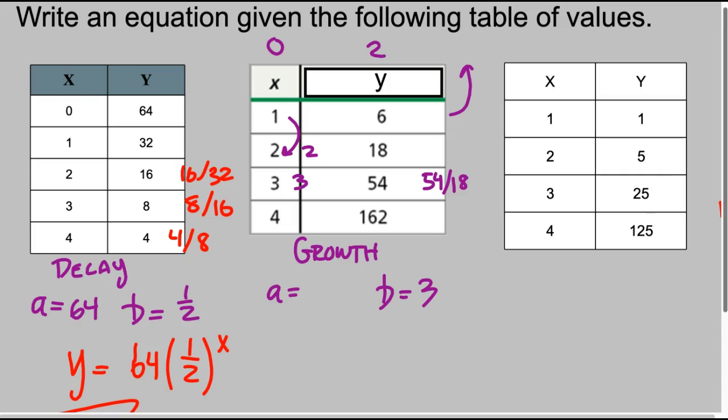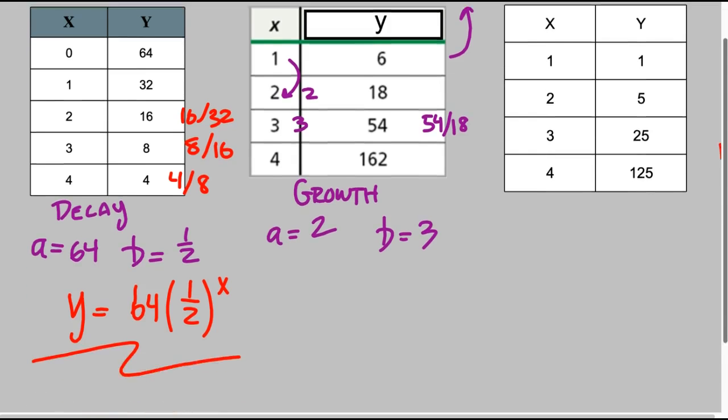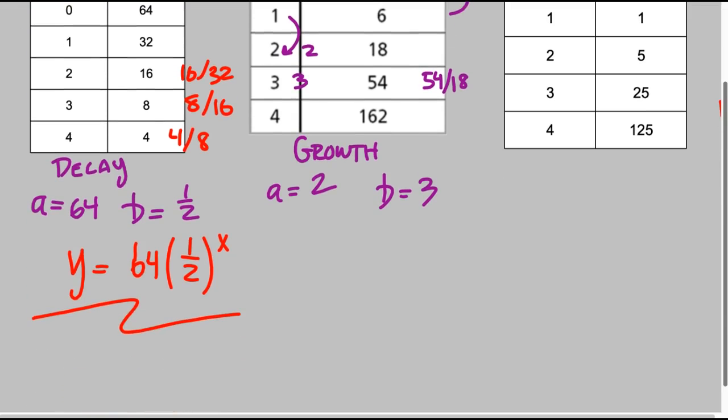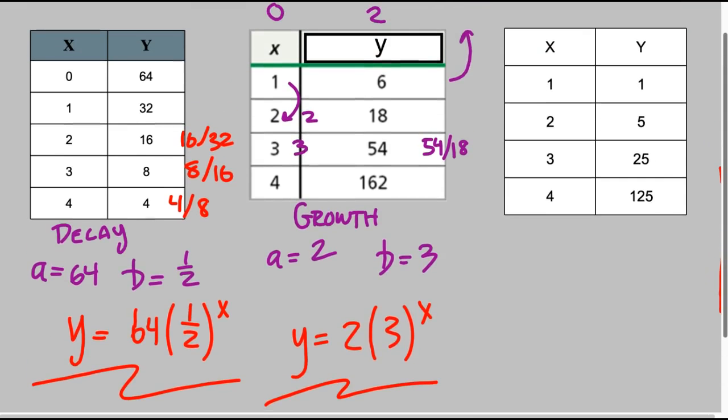So we have A is equal to 2, initial amount of 2. Good. So then you make your little equation there. You'd say y is equal to 2 times 3 to the x. Ka-chow!